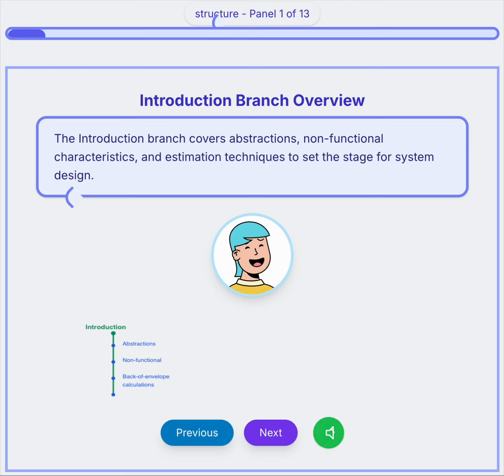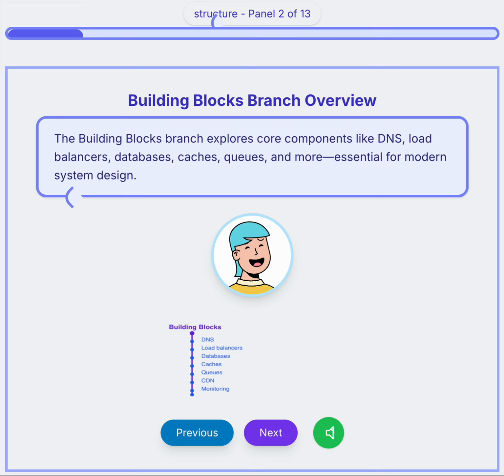The introduction branch covers abstractions, non-functional characteristics, and estimation techniques to set the stage for system design. The building blocks branch explores core components like DNS, load balancers, databases, caches, queues, and more, essential for modern system design.